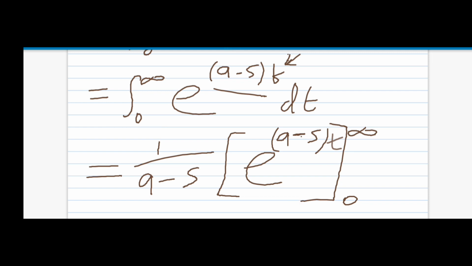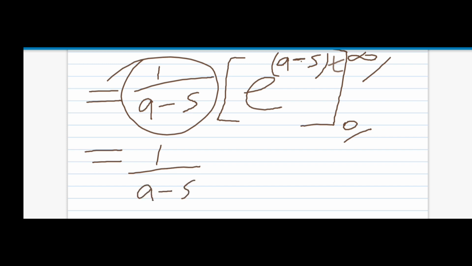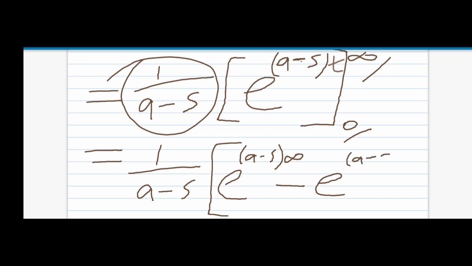Now let's proceed. Since we have the lower limit of 0 and the upper limit of infinity, we are writing this out again as 1 over a minus s. Now we have the upper limit to be infinity, so we have e raised to power a minus s infinity. Then we have the lower limit of 0, so we have minus e raised to power a minus s, then 0. If you've done some basic integration, you understand that.